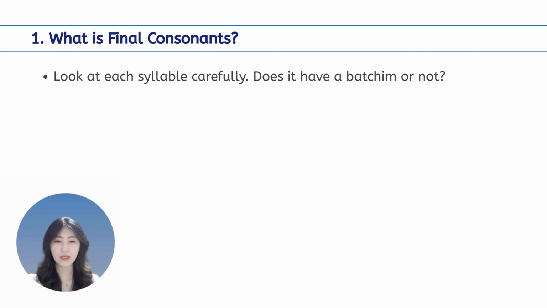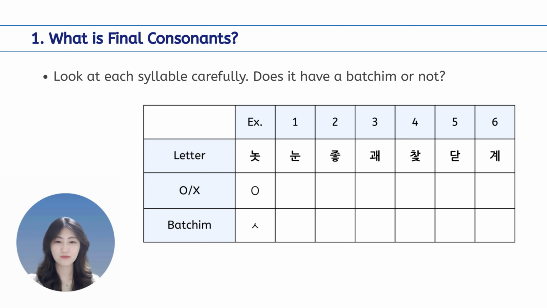Now let's do a quick quiz together. Look at each syllable carefully. Does it have a final consonant? If yes, what is the batchim? Pause the video for a moment and try it yourself. Now let's check the answers. All of the syllables have batchim except number 3 and 6. If this feels confusing, please review Unit 6 on compound vowels first.